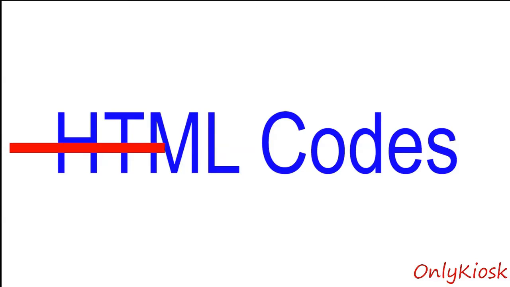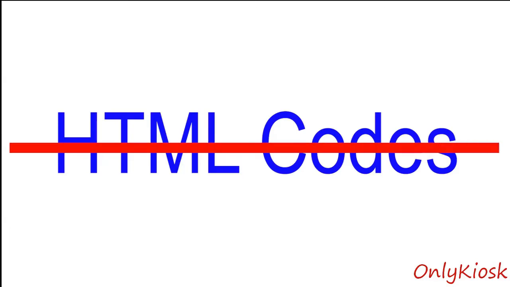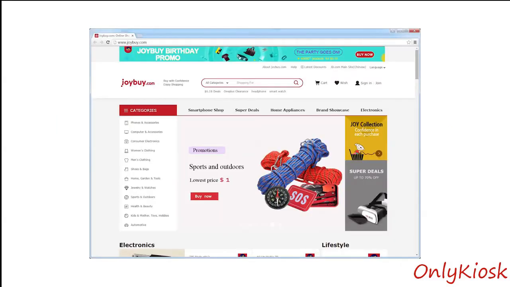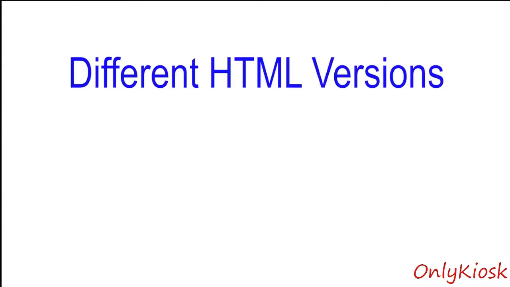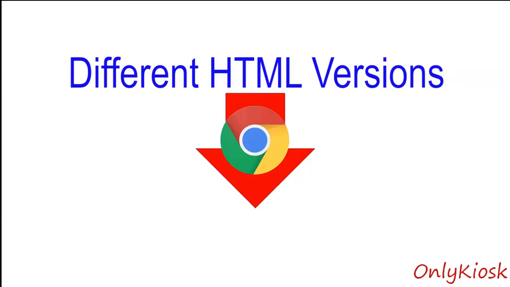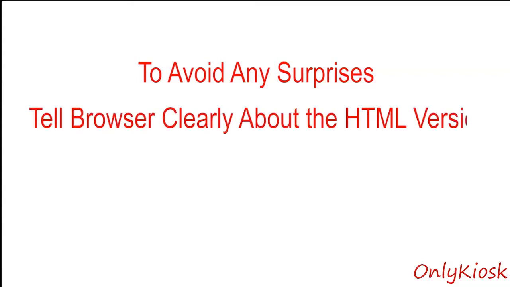Your users do not care about your HTML codes. They are only interested in the final web page. A browser translates your HTML codes into the web page. Different HTML versions require your browser to take different actions. Therefore, if you don't want any surprises, you should tell the browser clearly which version of HTML it is dealing with.